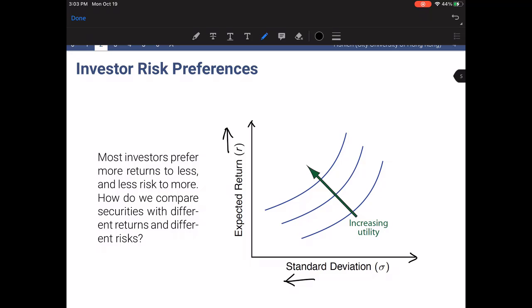Our happiness, or what we use in economics to represent happiness, is called utility. The more returns and the less volatility our portfolio has, the higher utility or happiness we will get. So that's what this arrow means.